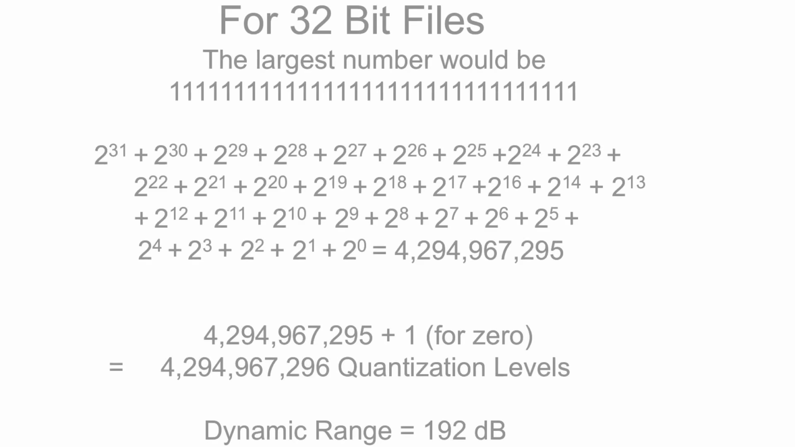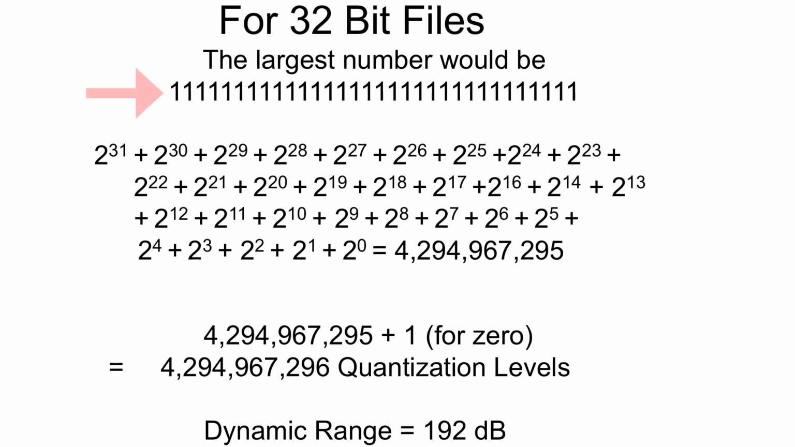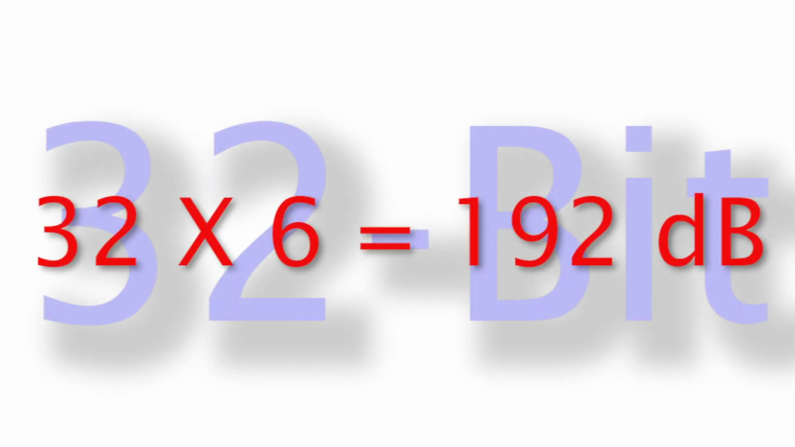So when you're working in 32-bit, your digital number is 32 characters long. You have now 4,294,967,296 quantization levels, and your dynamic range is a whopping 192 dB.